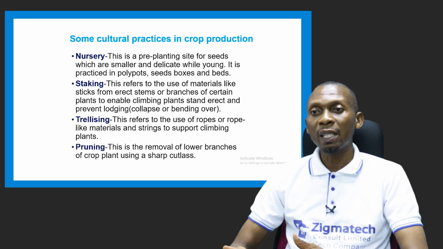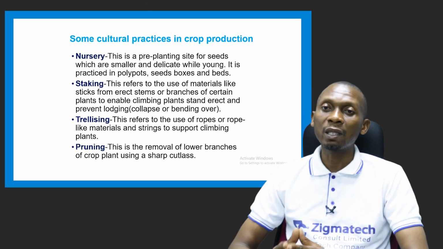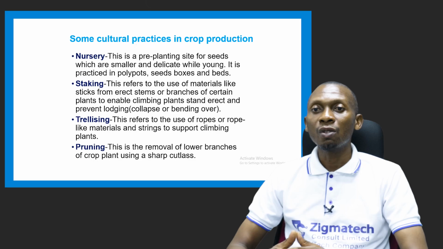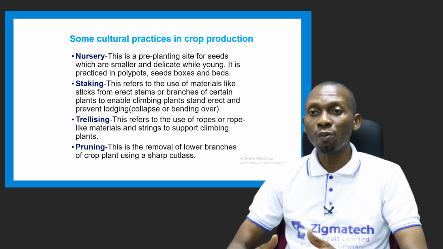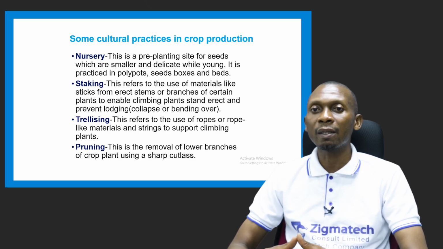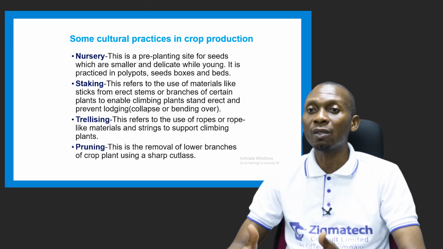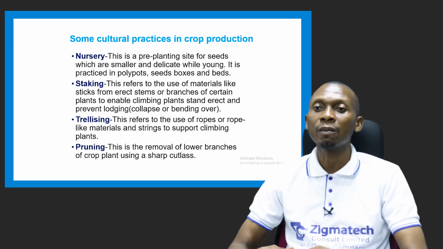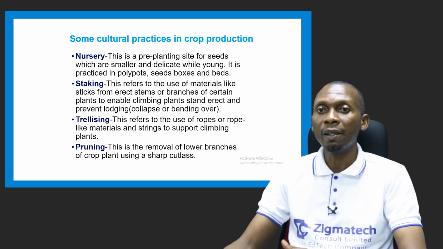But the difference between trellising and staking is that ropes are used for trellising, while for staking, sticks are used. So trellising has to do with the use of ropes to provide support to climbing plants, while staking has to do with the use of sticks to provide support to climbing plants. Pruning, as I said, is the removal of unwanted branches, which I've said earlier.